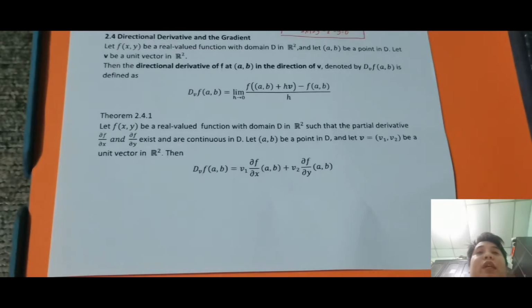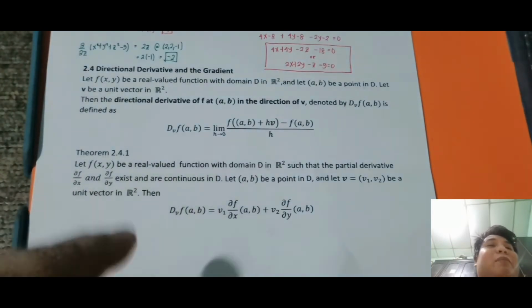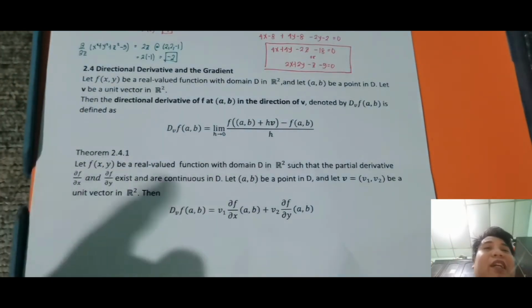Okay, so let f of x comma y be a real valued function with domain D in R squared, and let a comma b be a point in D, and let b be the unit vector in R squared. Okay, so yun, may unit vector na tayo again. Then the directional derivative of f at a comma b in the direction of b, so again directional derivative siya, papunta sa direction ng vector b natin o yung unit vector natin, denoted by d sub b of f of a comma b.